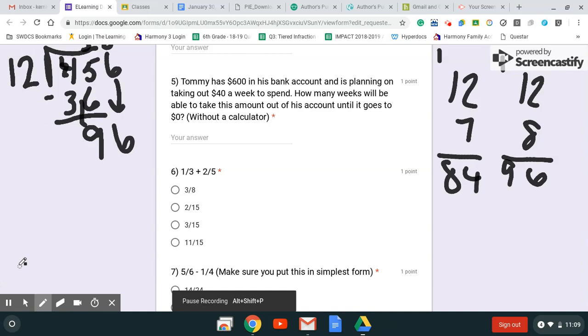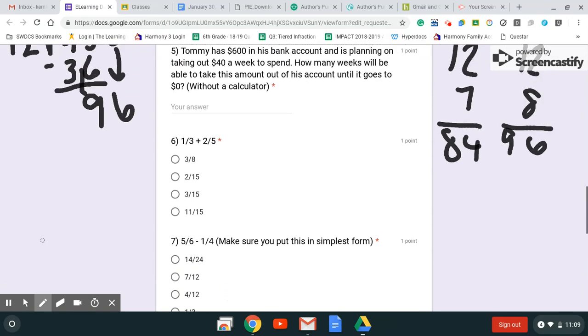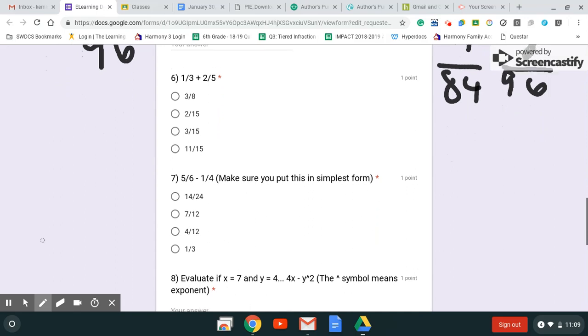Number 5. Tommy has $600 in his bank account and is planning on taking out $40 a week to spend. How many weeks will he be able to take this amount out of his account until he gets to 0? So you're just going to take 40 divided by 600 and use the same steps we did in the previous problem to figure out how many weeks he'll be able to use.